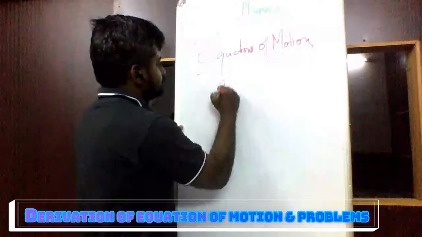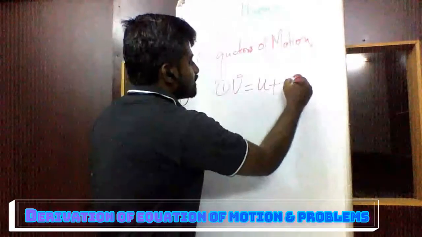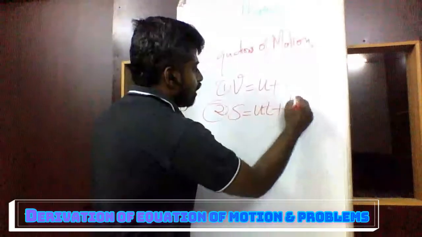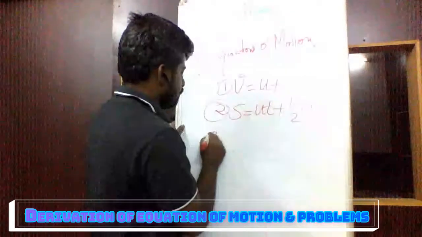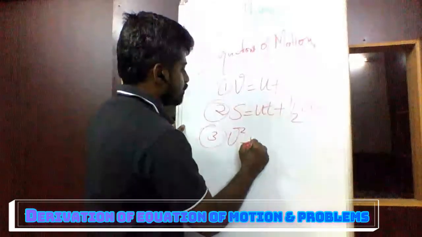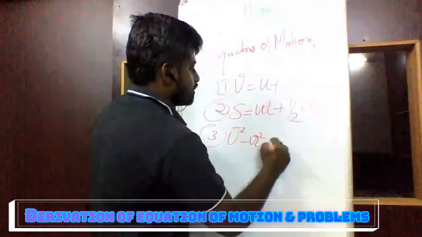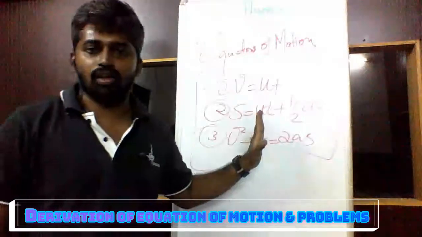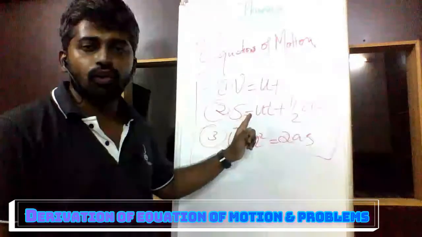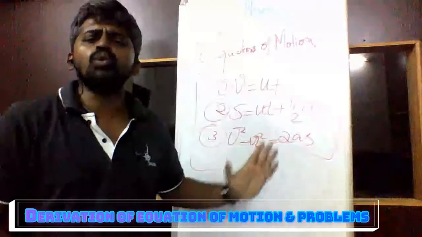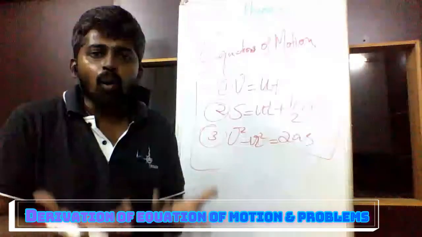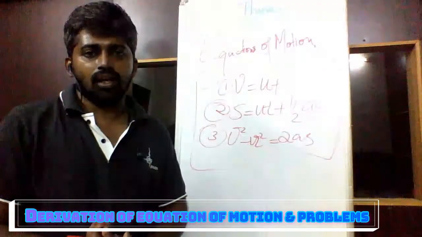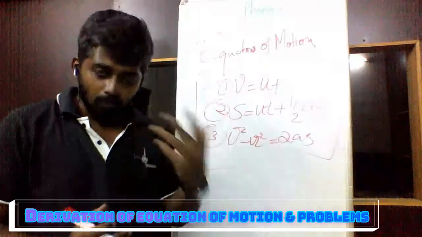So the first one is v = u + at. Second one, s = ut + ½at². Third one, v² − u² = 2as. In this particular class, we are going to deal with these three equations, how these three equations are formed and how these equations derive the motion, how they are depicting the motion.